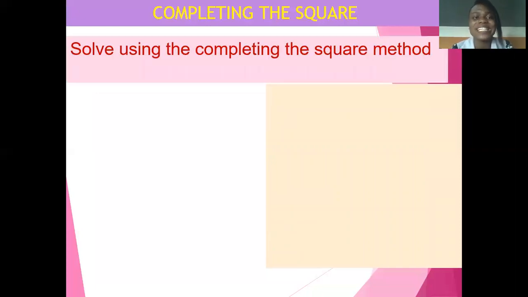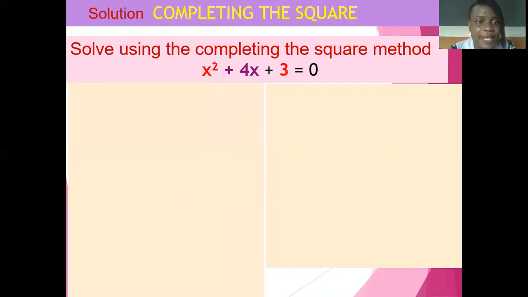So look at this. This is the next method, the completing the square method. We want to solve x squared plus 4x plus 3 equals 0 using the completing the square method. How do we do this? It's easy. Just follow me. Now, let's look at this together.